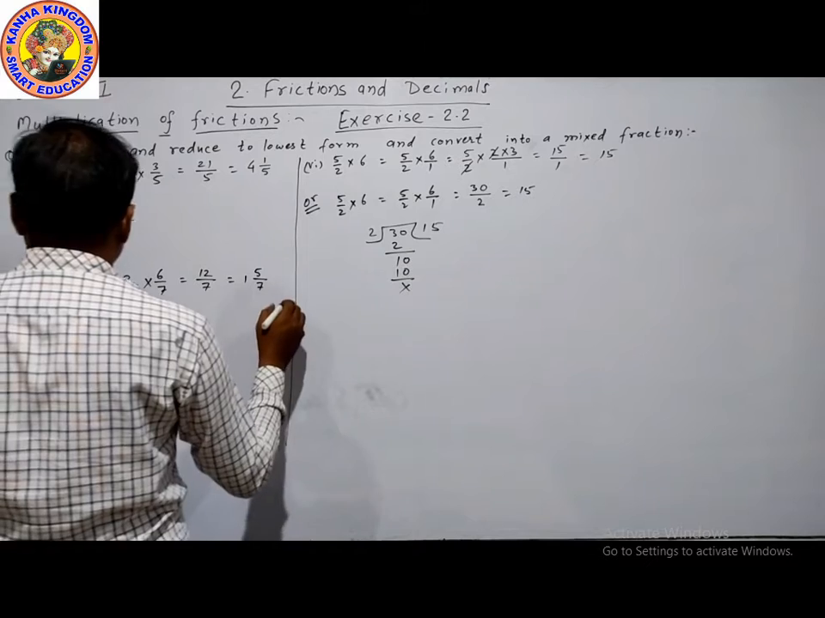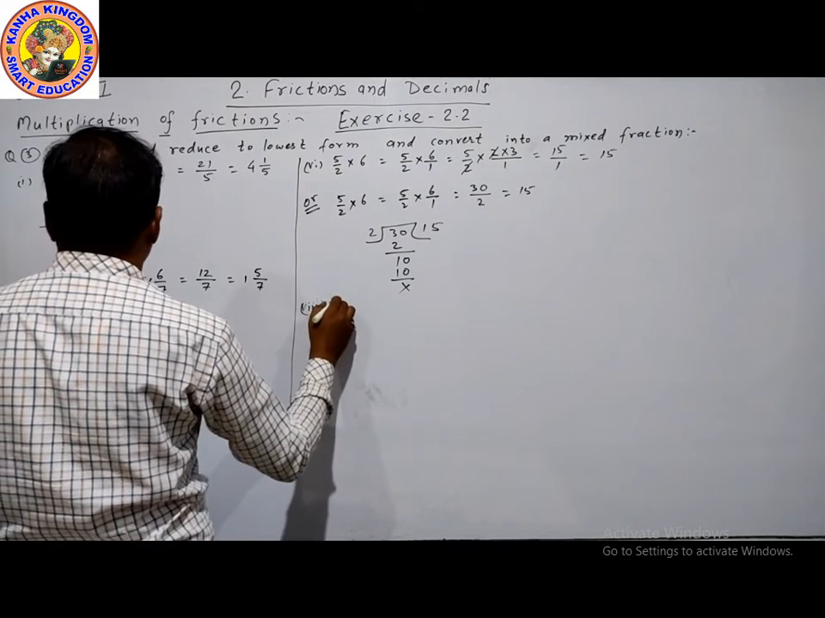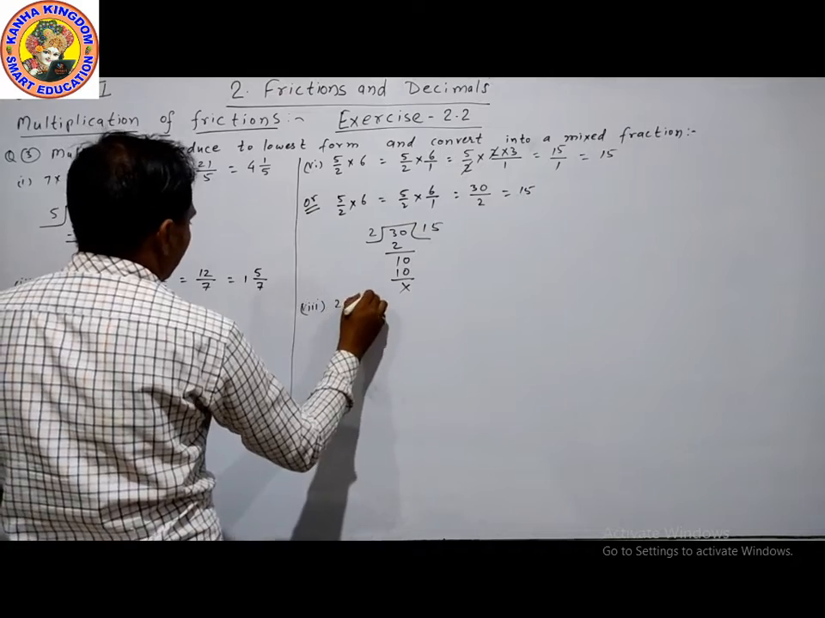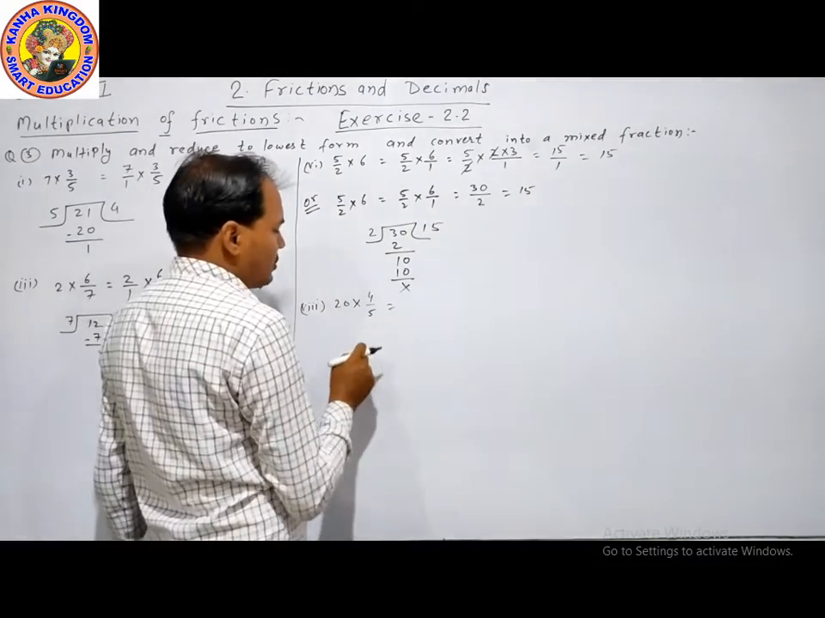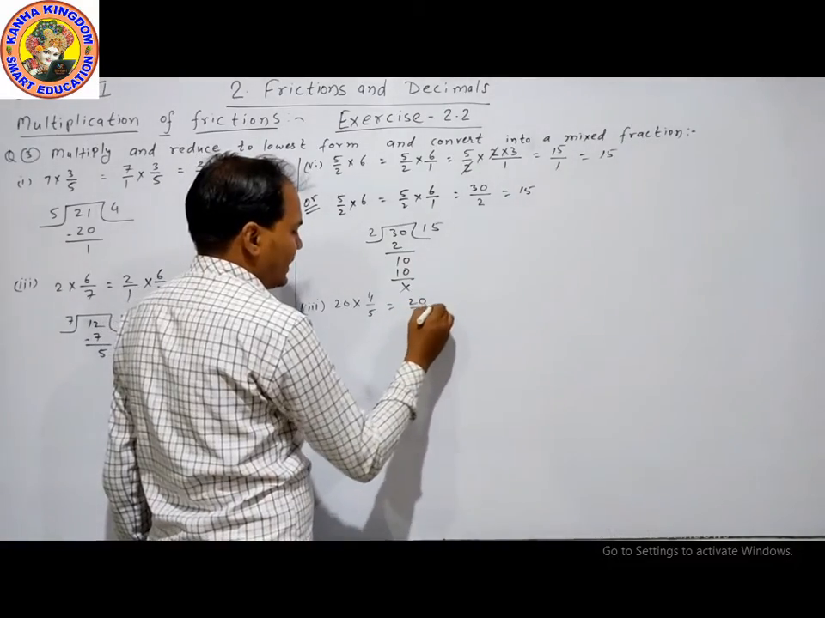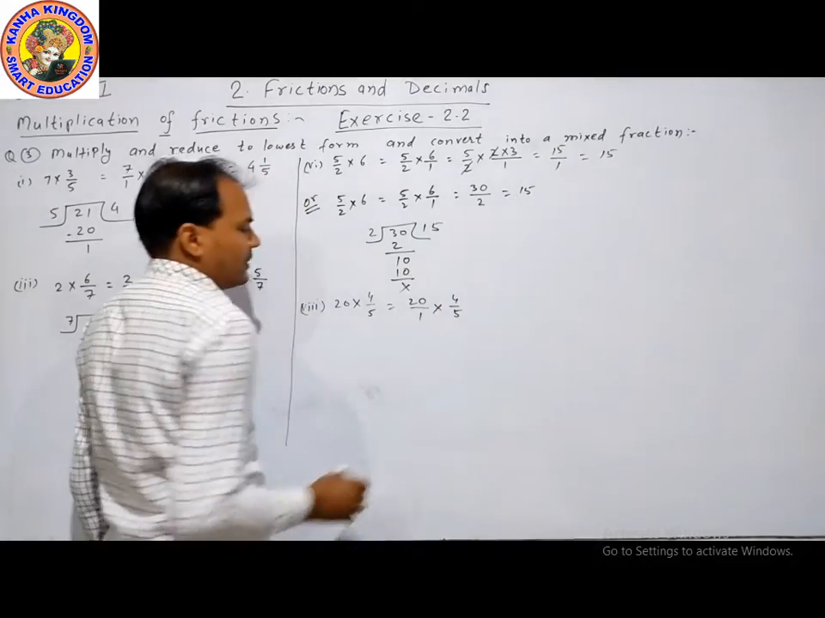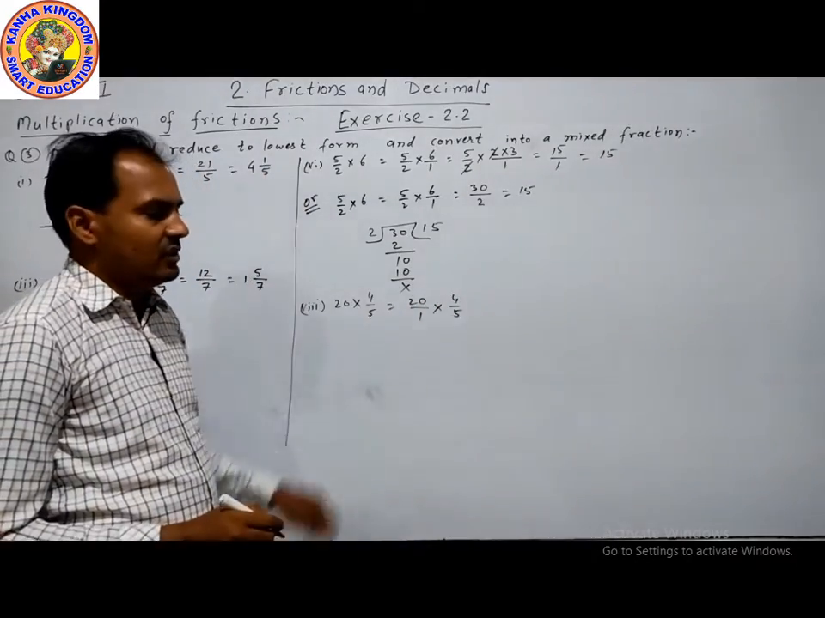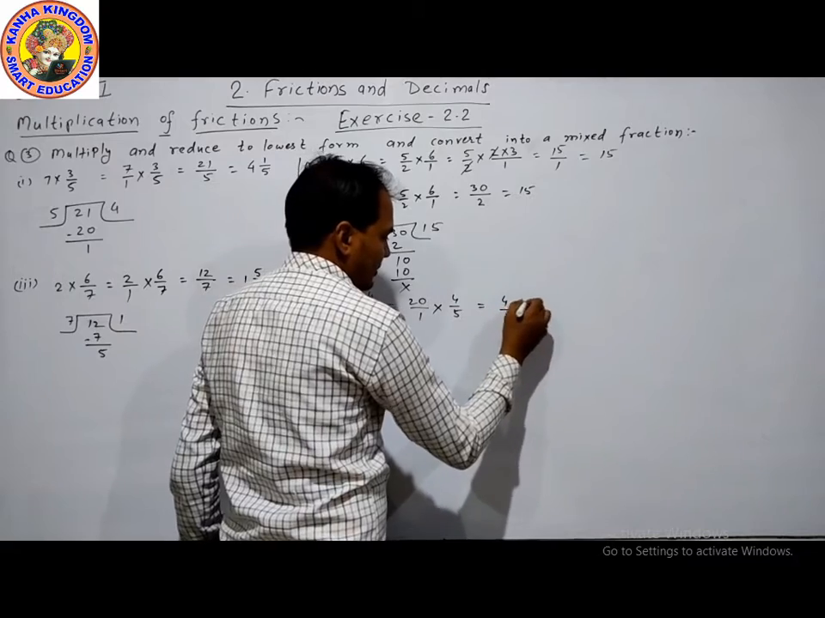Taking the next question, question number 8: 20 into 4 by 5. In this question, we will convert into a fraction number. 20 upon 1, 4 upon 5. 5 can divide 20 4 times.